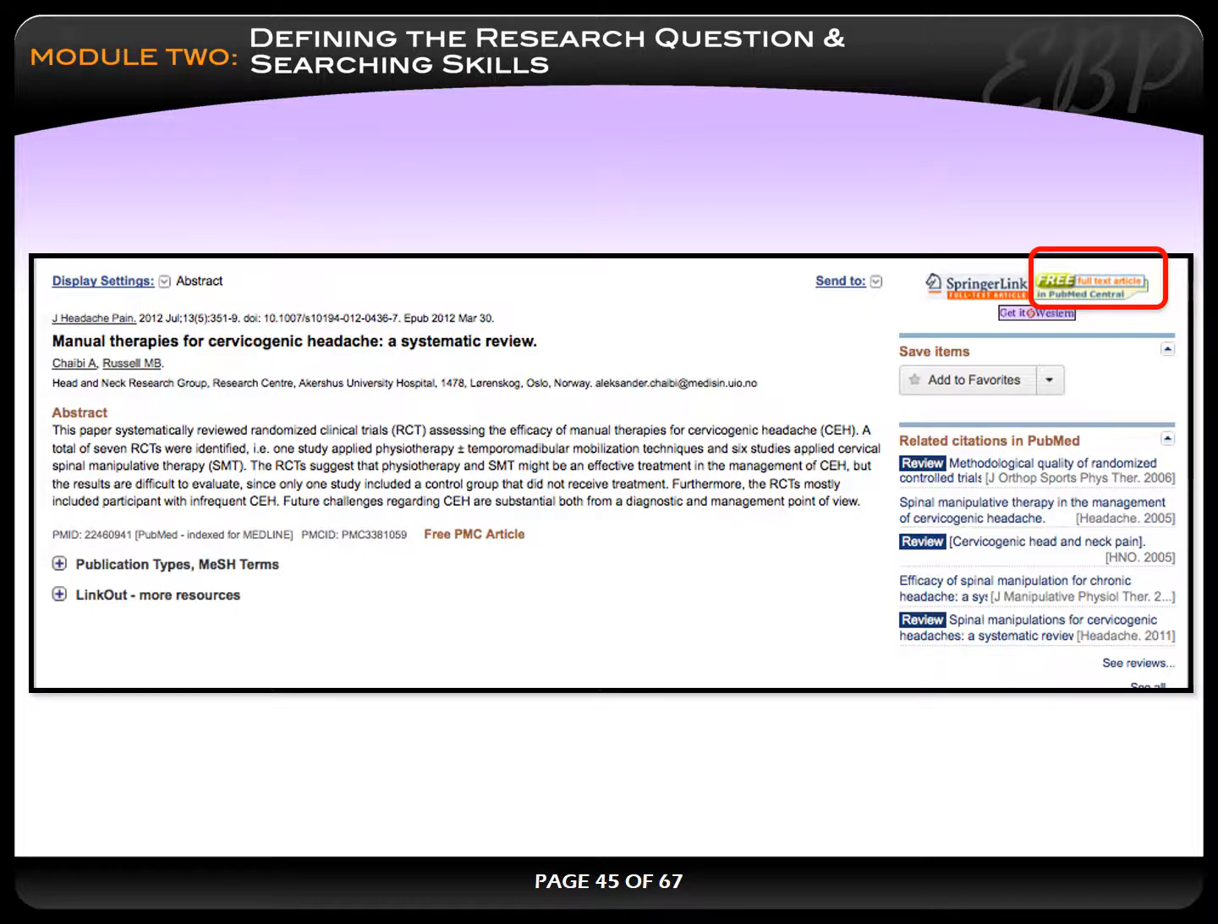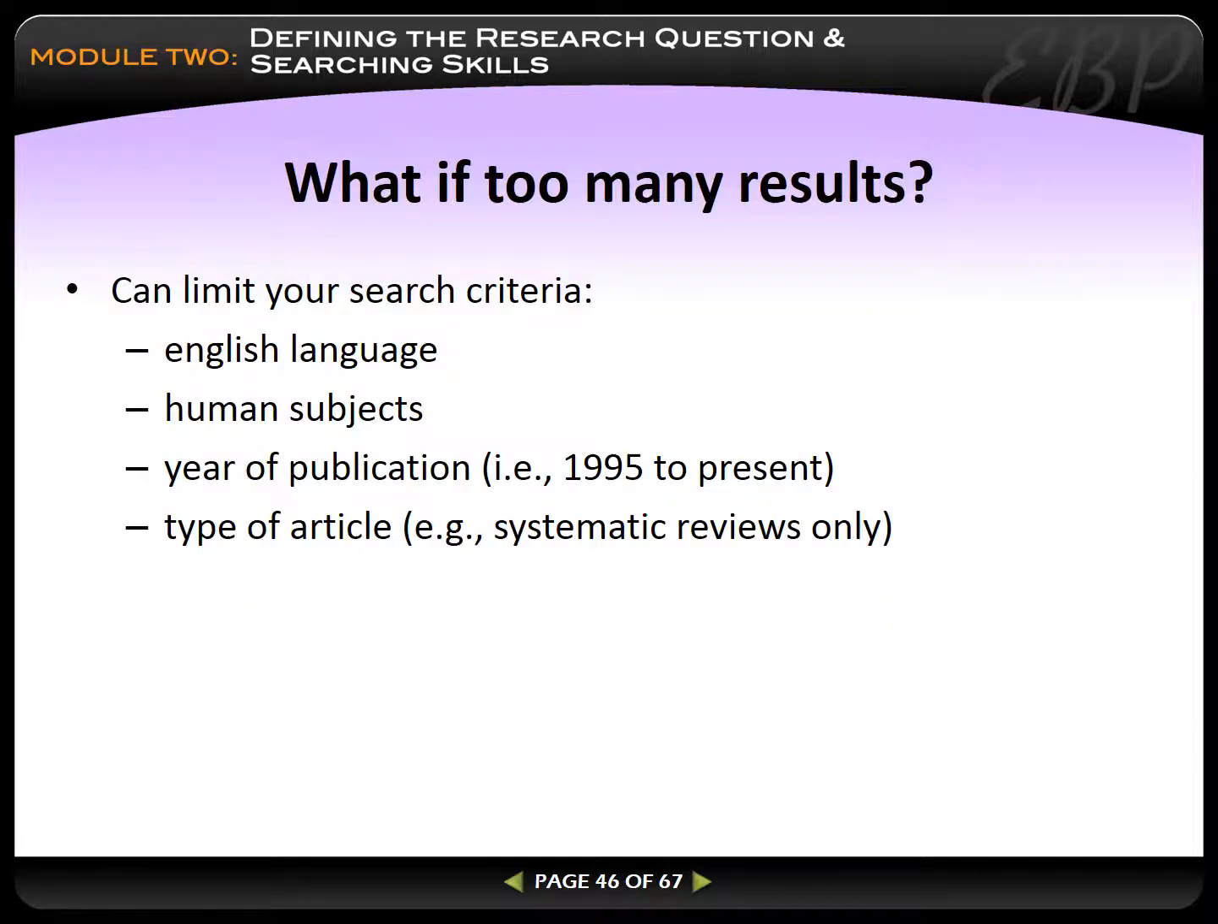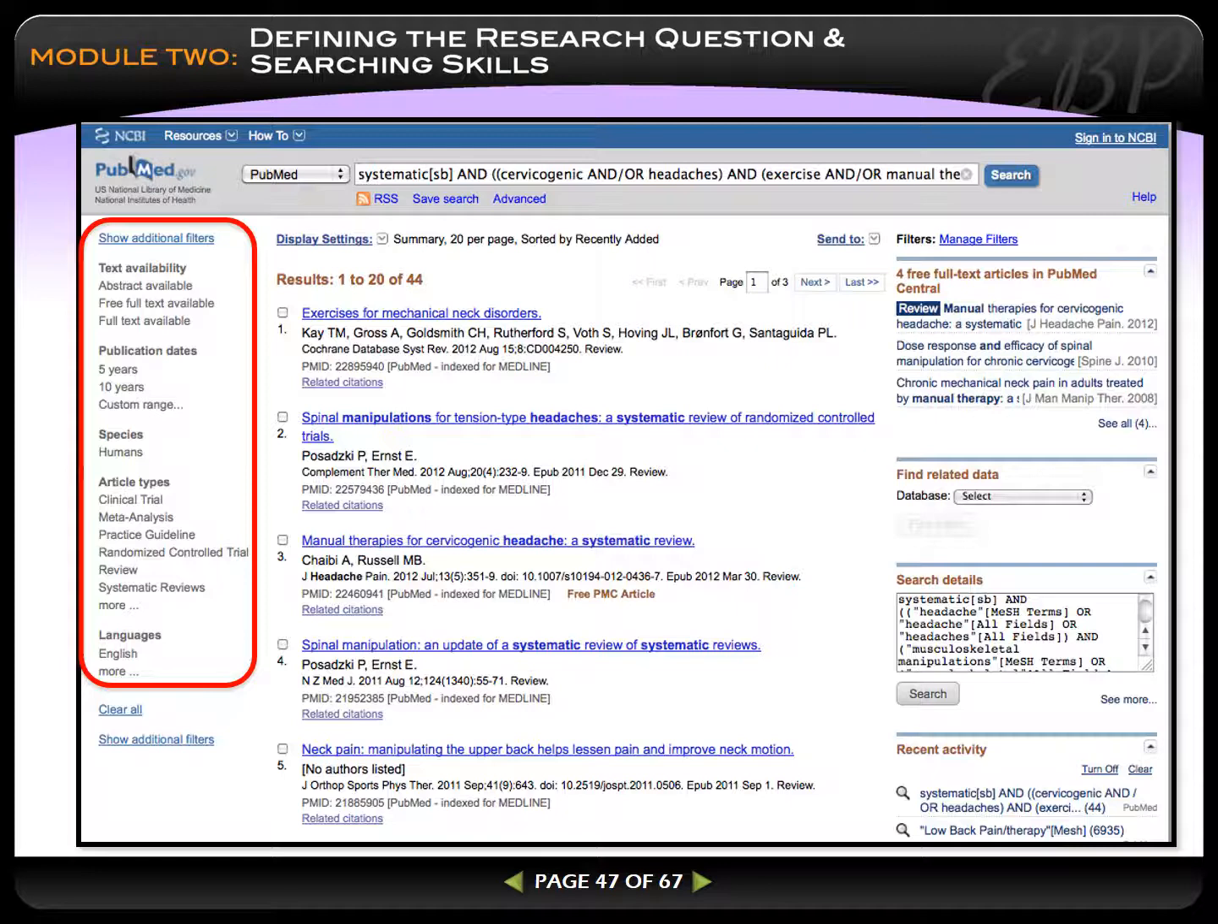And as I was saying earlier, you can see that you can get related citations in PubMed, and that can be really helpful. Sometimes you find the best ones on the side. As I said, you can limit your search using English, or maybe you want human subjects, years of publication, and as I said before, you can use the type of article. Maybe for the critical appraisal, if you're looking for a randomized control trial, you can put that in. And those are the limits.